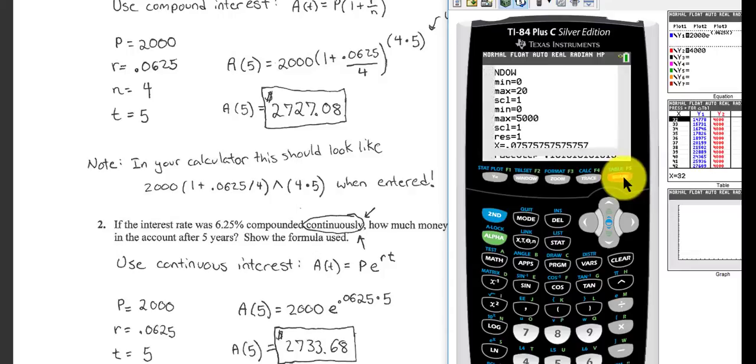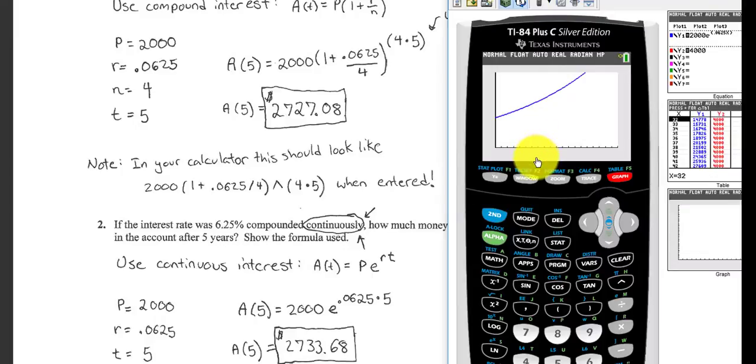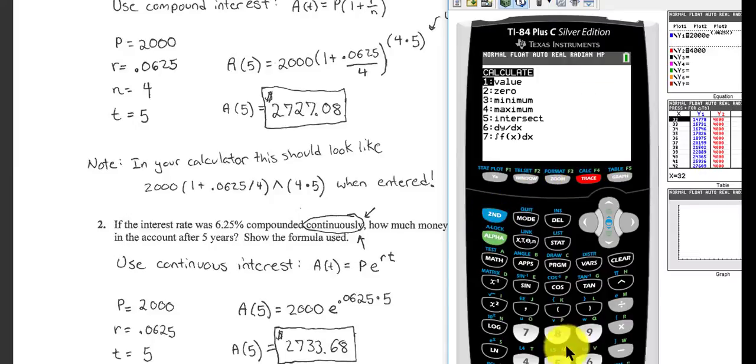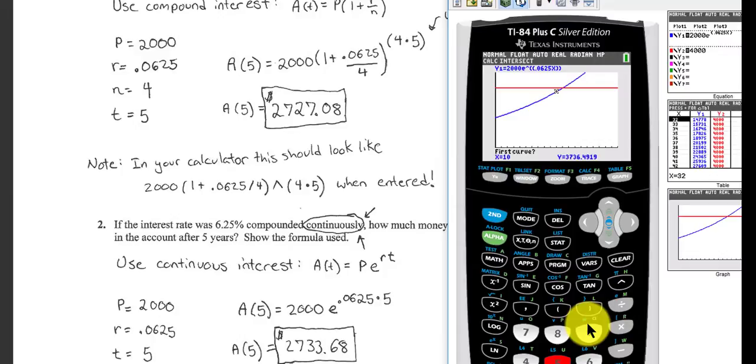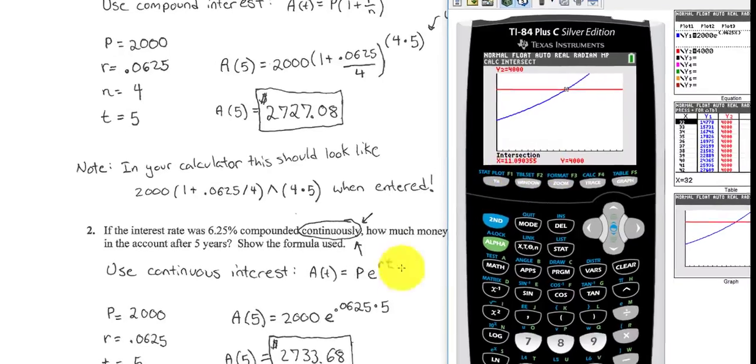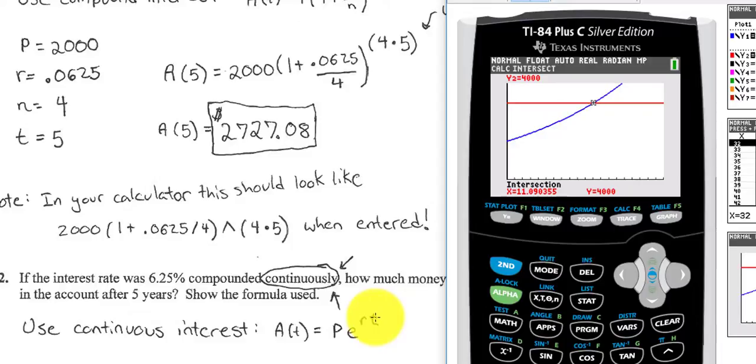And then I graph, and the intersections of these two lines will tell me how long it will take to double our money. And you know the drill at this point. Second, trace, number 5, press enter, enter, enter. And it looks like it would take about 11 years to double my money, right? After 11 years, when time is 11, the value for A would be 4,000, which is double my initial amount, okay?